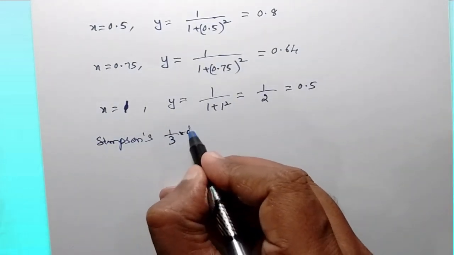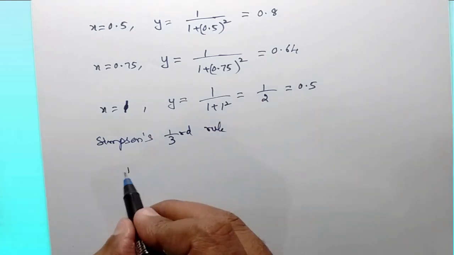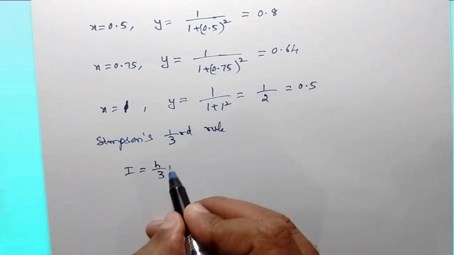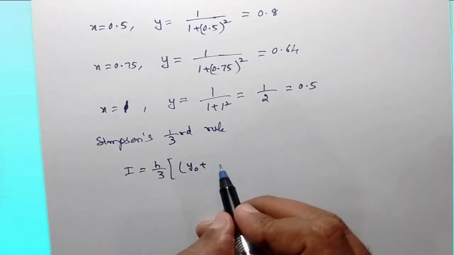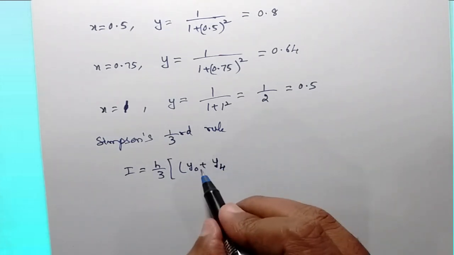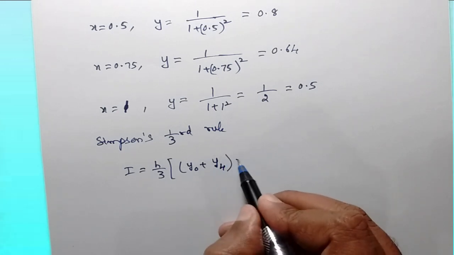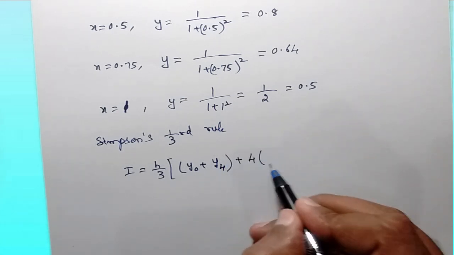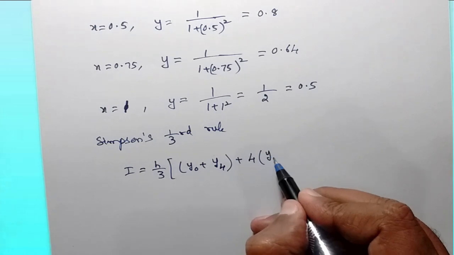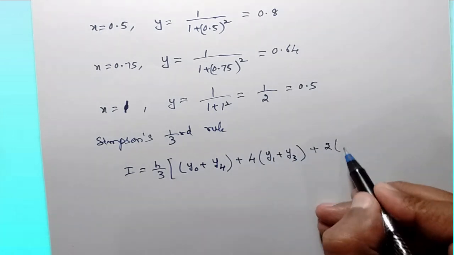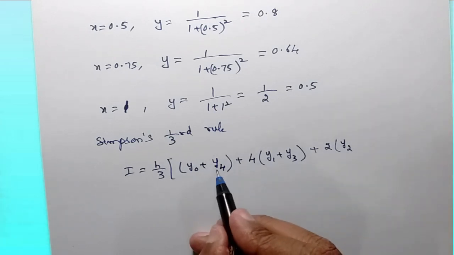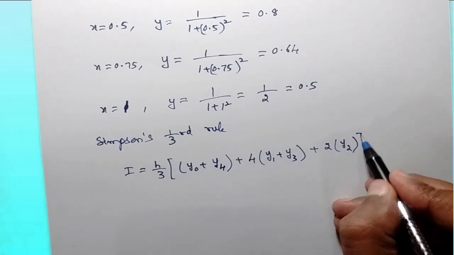Simpson's 1/3 rule. So I will be equal to h by 3 times the initial and final value. y0 is the initial value. What is the final value? y4, plus 4 times the odd values, y1 plus y3, plus 2 times the even value y2. y4 I have already written, so only up to y2 is needed here.